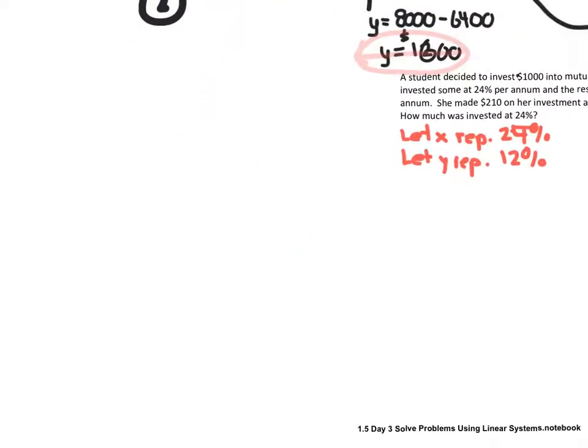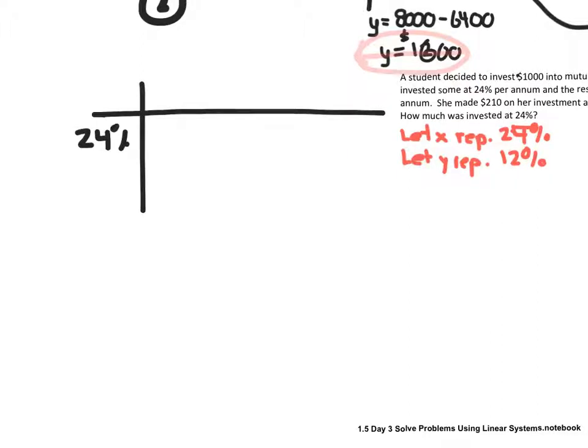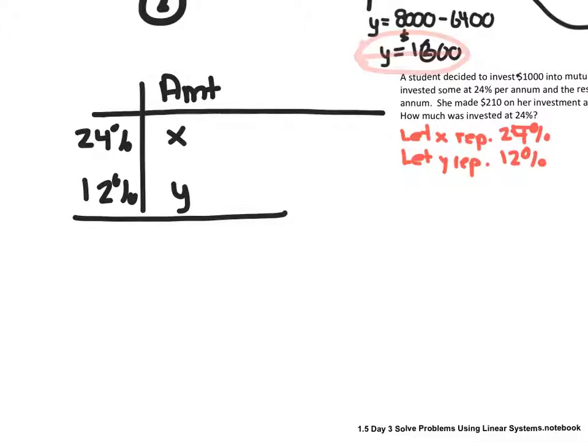So let's start with the table again. Okay, so doing the table. We're going to start with 24% and 12%. So we start with the amount. So we're saying x plus y gave us a total of $1,000.